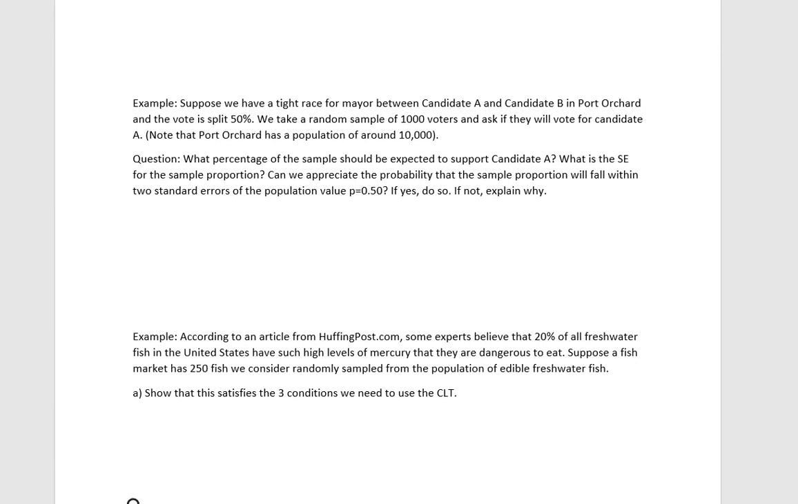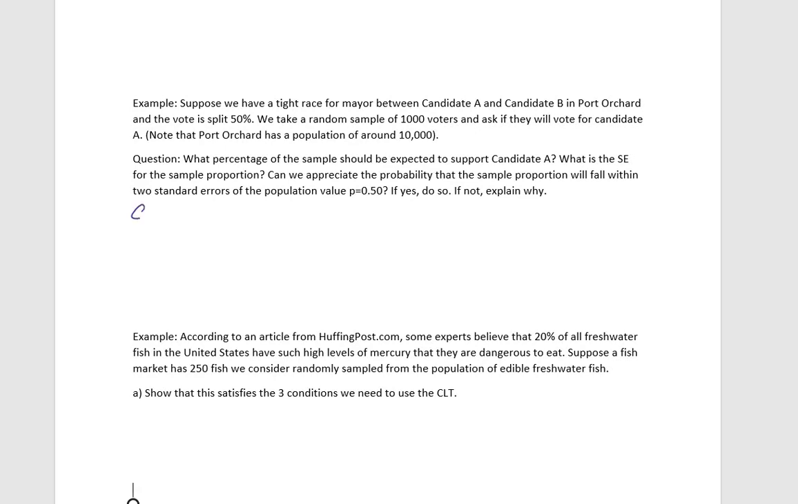So, for the last example, suppose that we have a tight race for mayor between candidate A and candidate B in Port Orchard, and the vote is split 50%. So we take a random sample of 1,000 voters and ask who they will vote for. Note that the Port Orchard population is around 10,000. It's actually more like 14,000 now, I think, but it's big enough is what we're trying to get at. So, here's my question: what percentage of the sample should we expect to support candidate A?